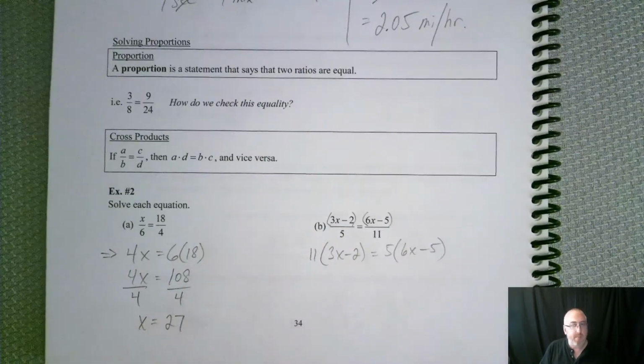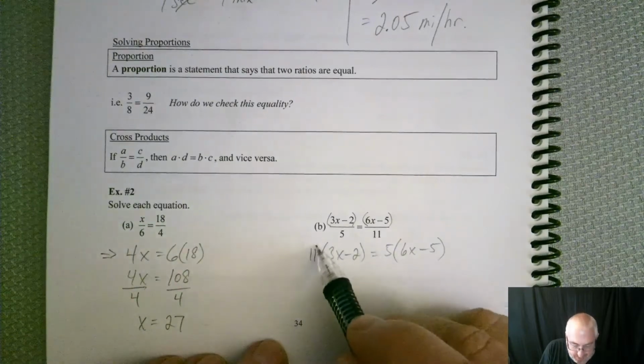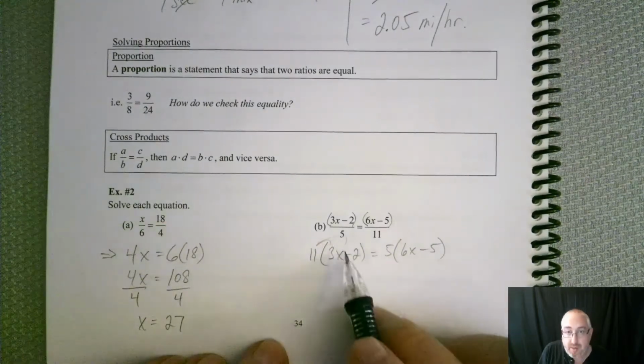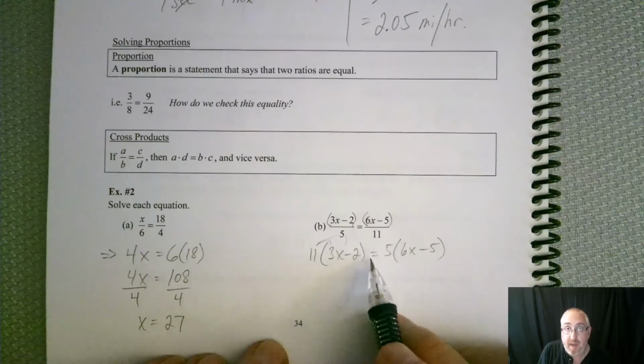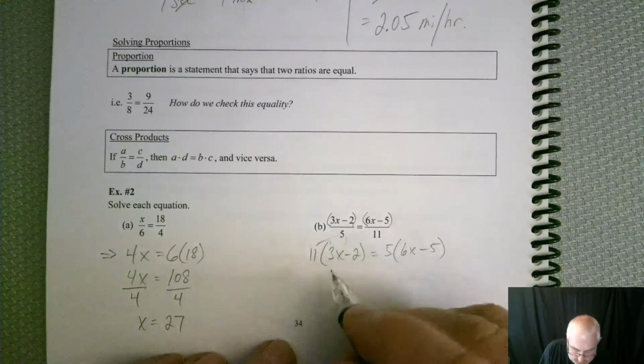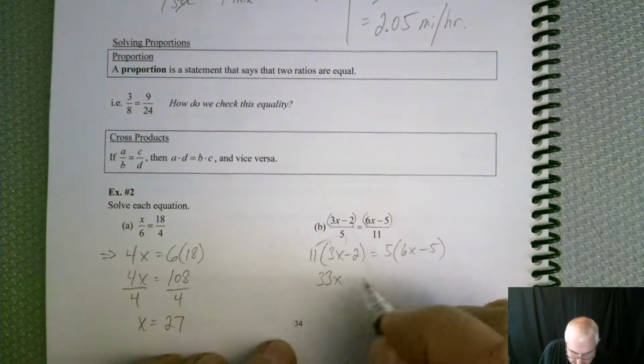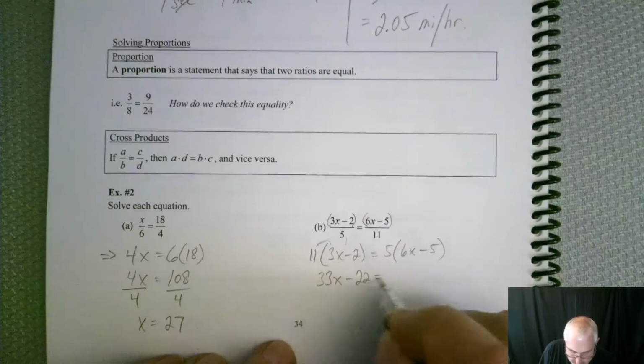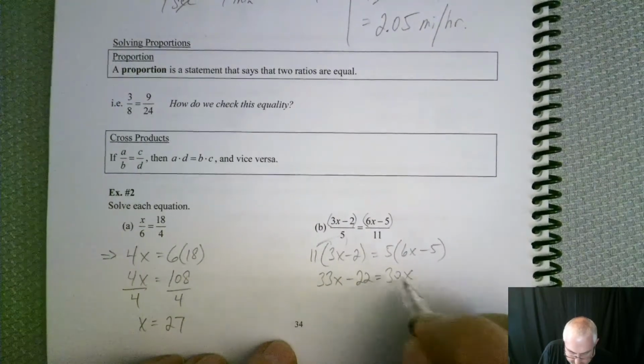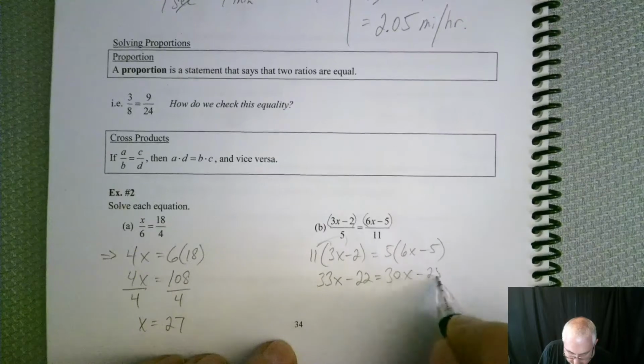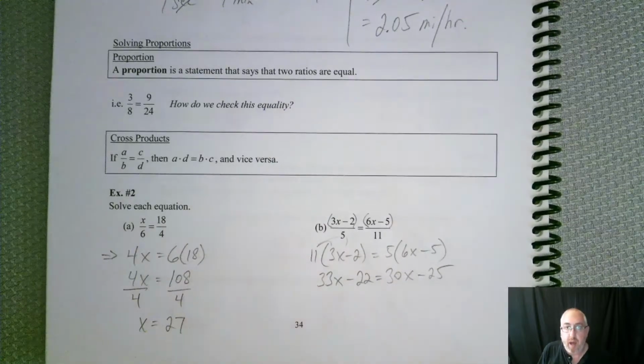But now how do we simplify those two sides? Why do you see those parentheses in there? Because we're going to have to distribute. We do want to distribute it to both parts of that expression. So 33x minus 22, 30x minus 25, parentheses are gone.